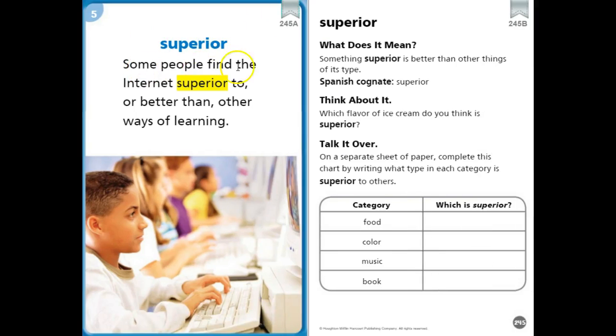Superior. Some people find the internet superior to or better than other ways of learning. Something superior is better than other things of its type. Which flavor of ice cream do you think is superior? Look at the chart below. Complete by talking about what type in each category is superior to the others.